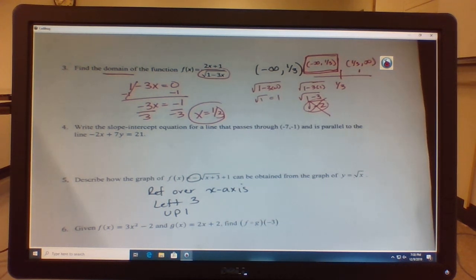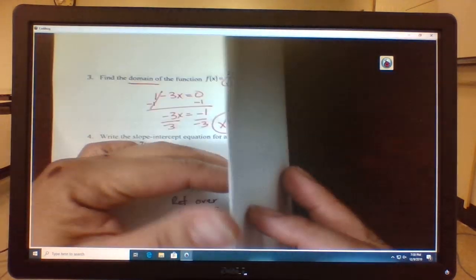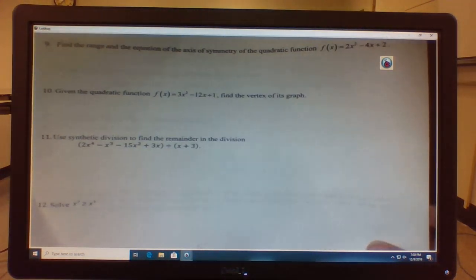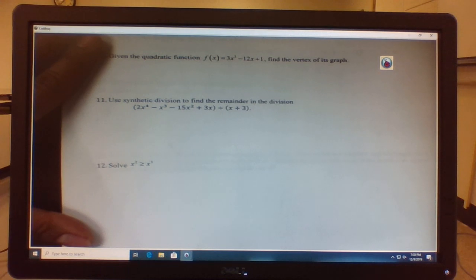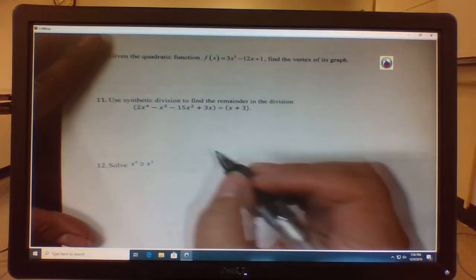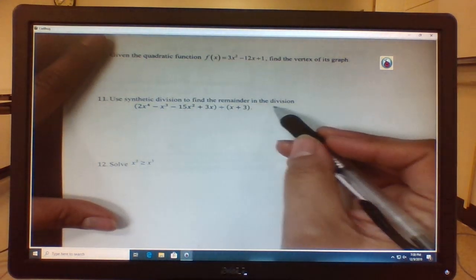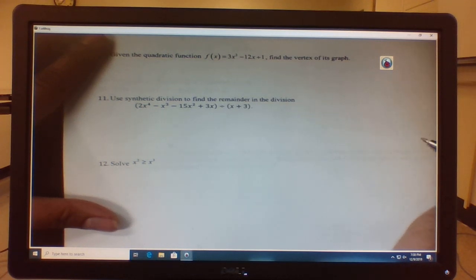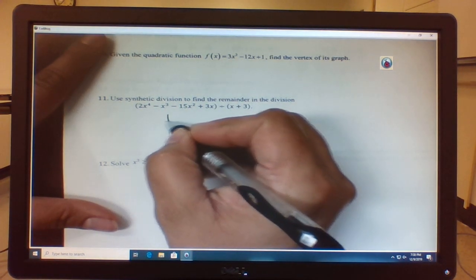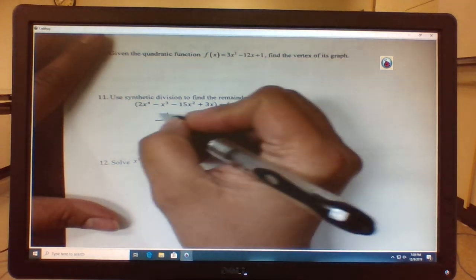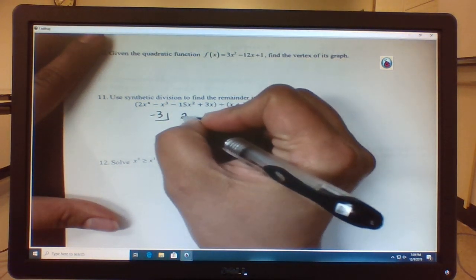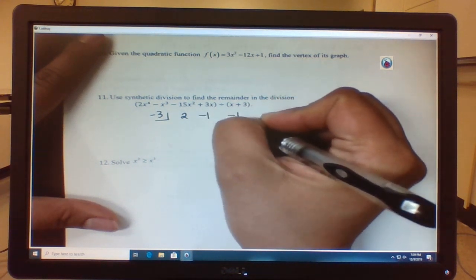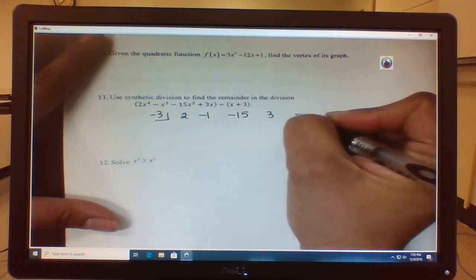All right, number 11. It's all good. And this is what I want for you to do: first check the work that you did. Verify that you got it right, because that's what you deserve for working on it. So synthetic division to find the remainder in the division. Synthetic, what number goes out here? Negative 3. What are the numbers that I'm going to put here? 2, negative 1, negative 15, plus 3, 3 and 0.